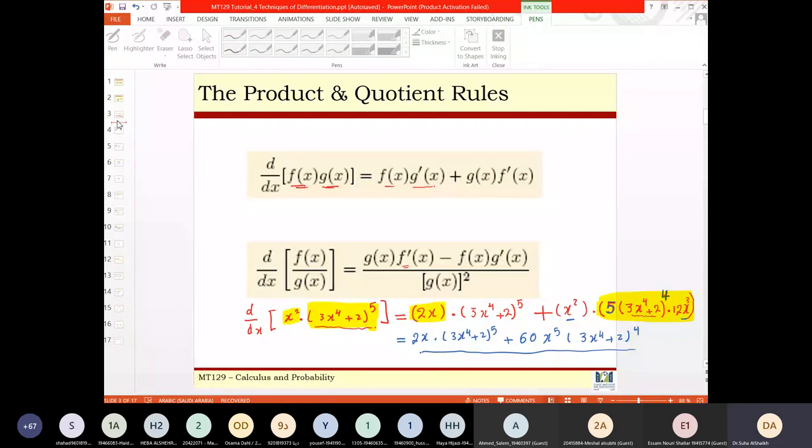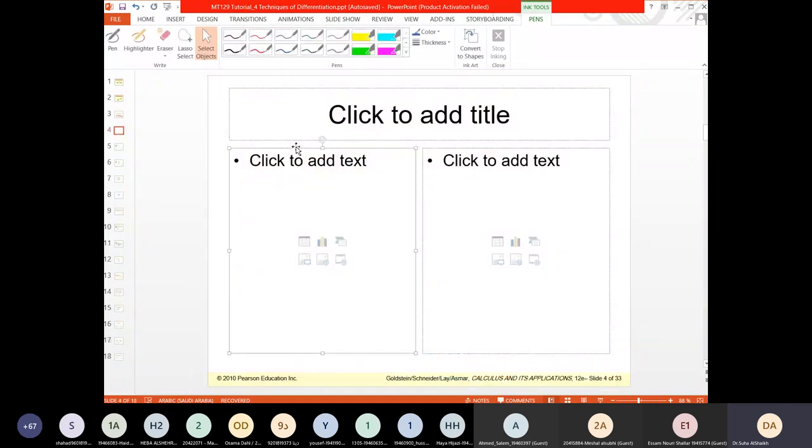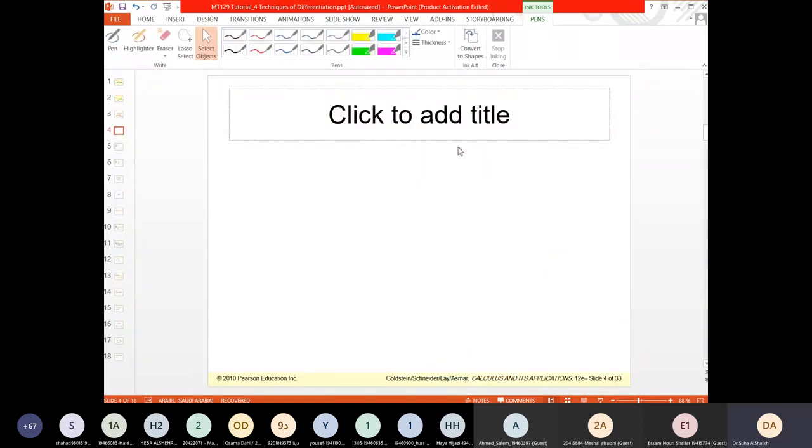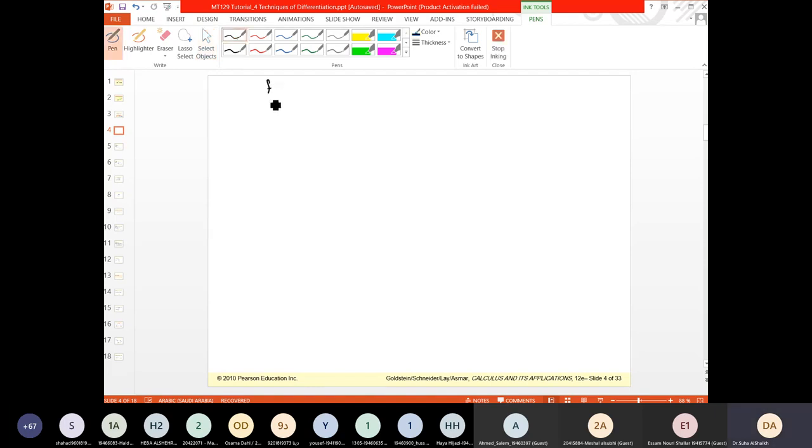Okay. Now for the division, let me give you an example. We said either I have a function f divided by a function g and I want to find the derivative. I can write it simply like this: the derivative of the first multiplied with the second, minus the first times the derivative of the second, divided by the second squared. Okay, so this is the rule.